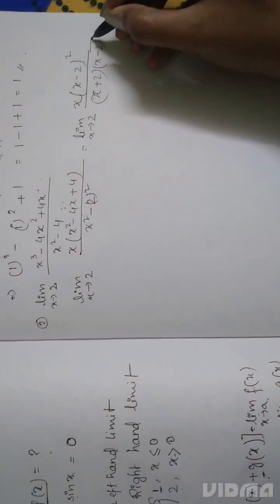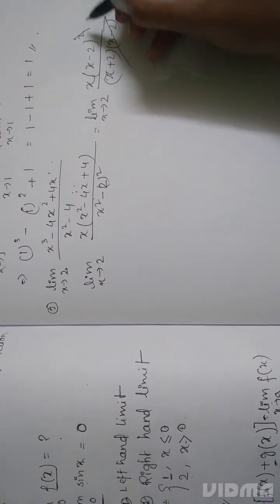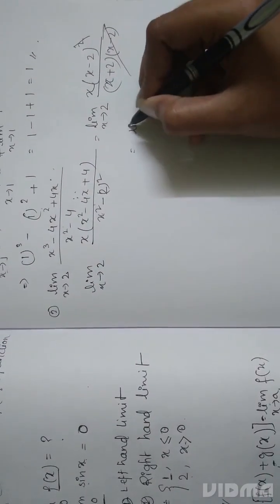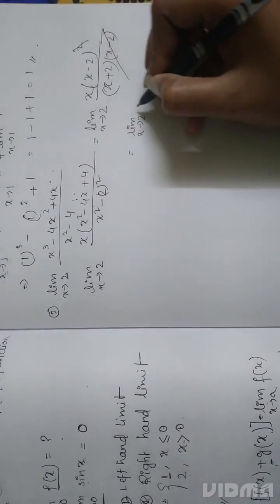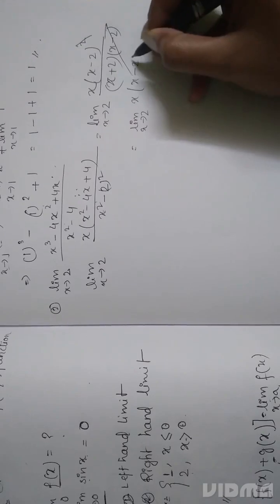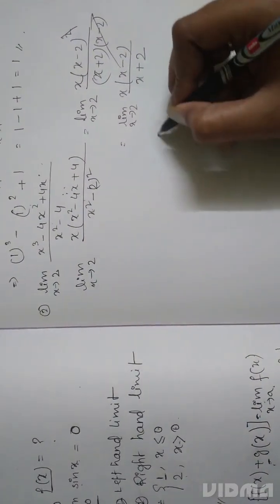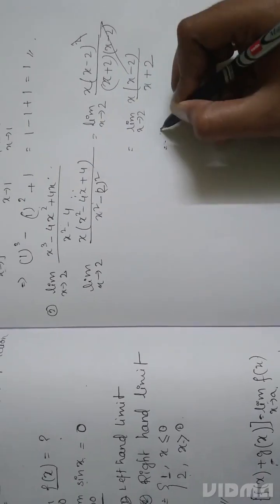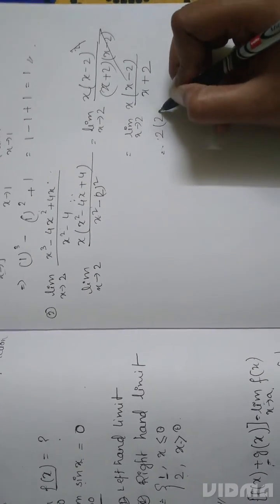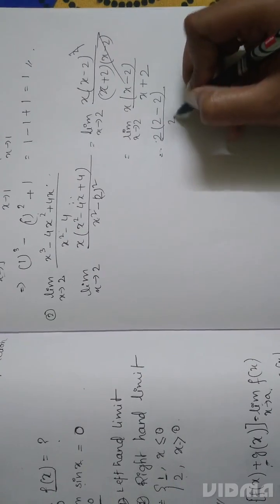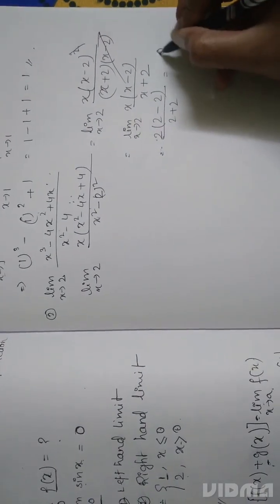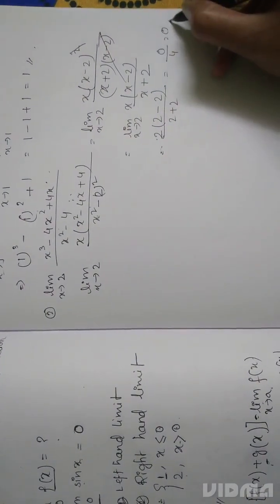Now let us cancel one term, x minus 2 and this x minus 2. It will be limit x tends to 2, x into x minus 2 by x plus 2. Now substitute x as 2. It will be 2 into 2 minus 2 is 0, 0 by 4 is 0.